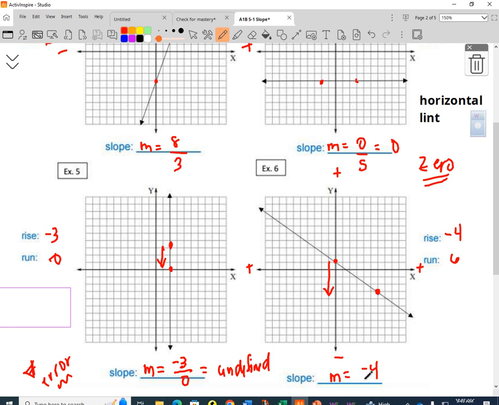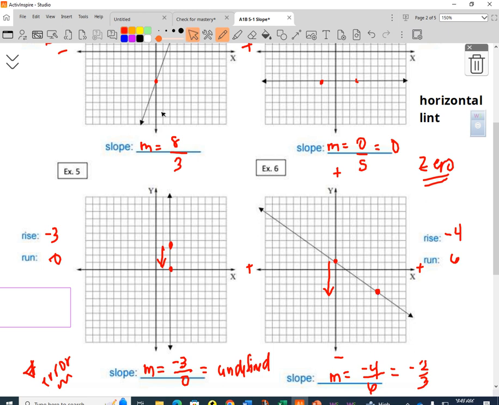The rise is negative 4 divided by positive 6. Do that on your calculator. Do 4, positive negative button, then ABC, 6, because we want it to be a fraction. Should be negative 2/3.